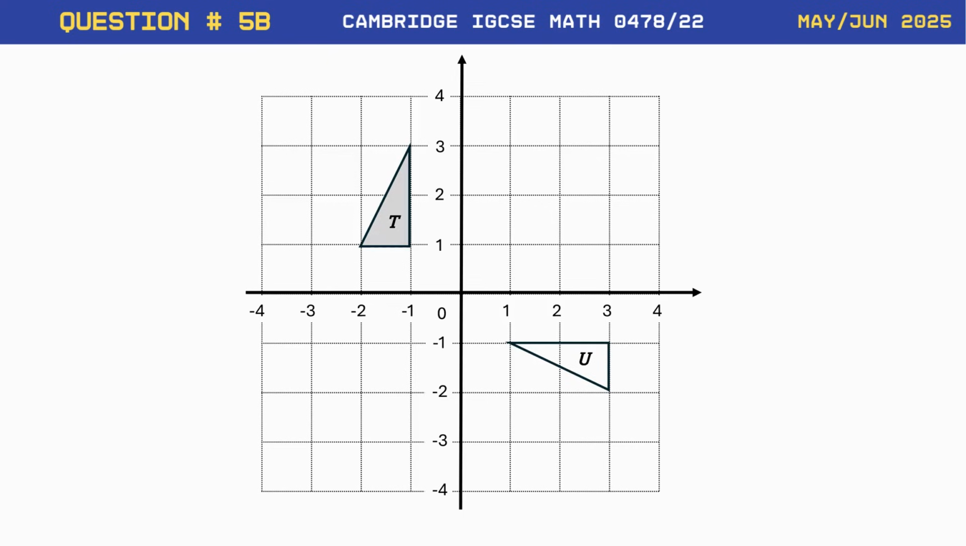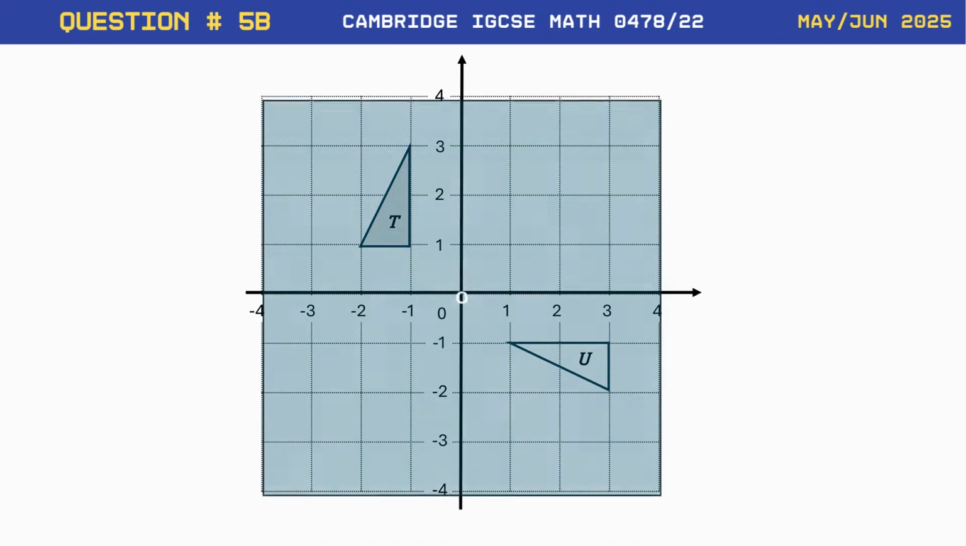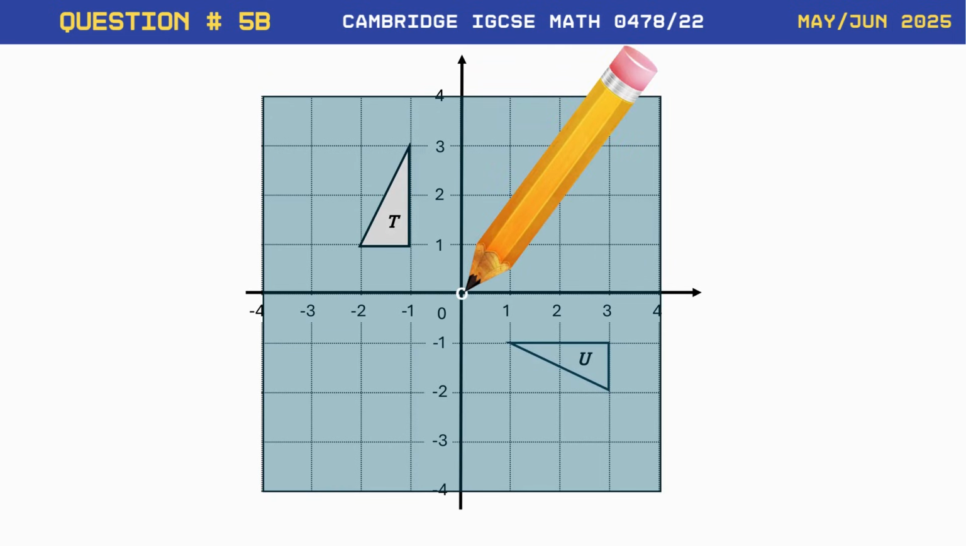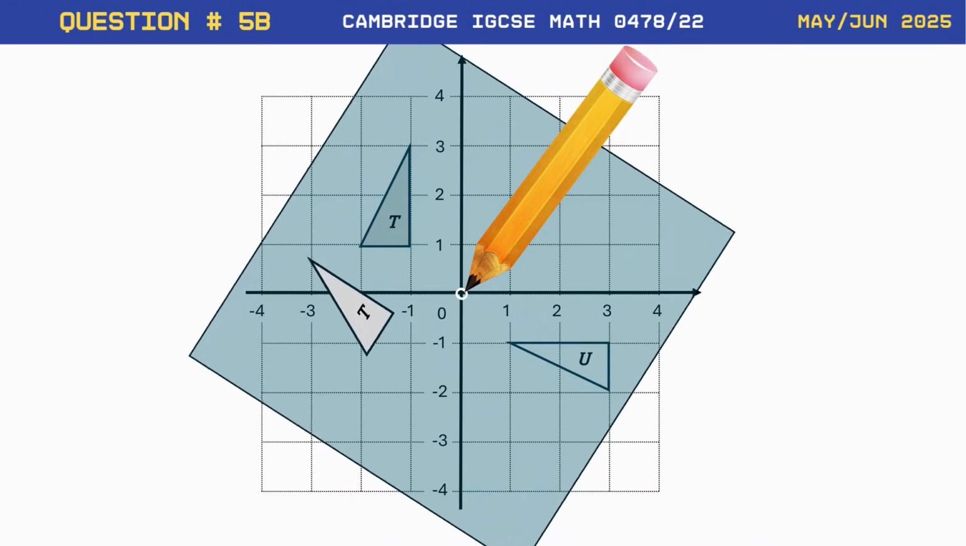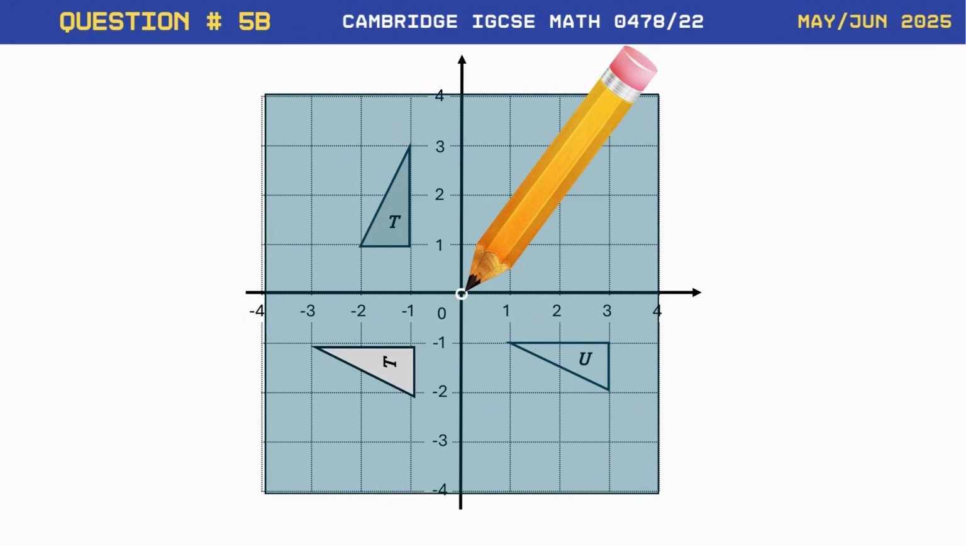Let's now try the rotation. For this purpose, we shall use a tracing paper. Let's first try to rotate it around the origin, that is around point 0, 0. We can see that after an anti-clockwise rotation of 90 degrees, triangle T is transformed to the same orientation as triangle U, but the position is not exactly matched.